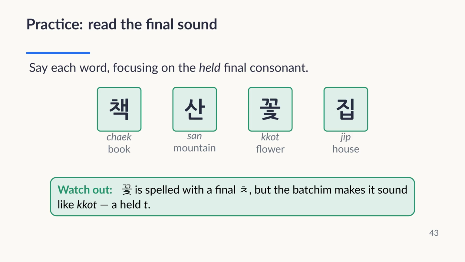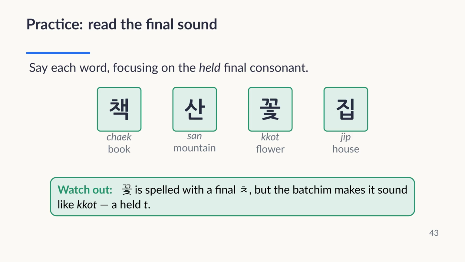It is spelled with a final chieut, the CH letter, but remember that in the batchim position the whole T group, including CH, collapses to a held T sound, so this word is pronounced 꼳, not 꽃. It means flower. The fourth is 집, meaning house, ending in a held P.